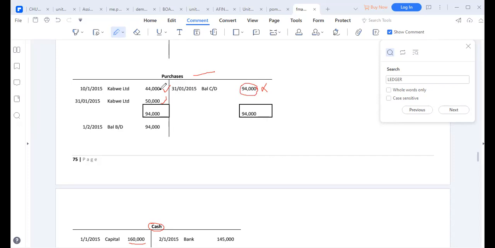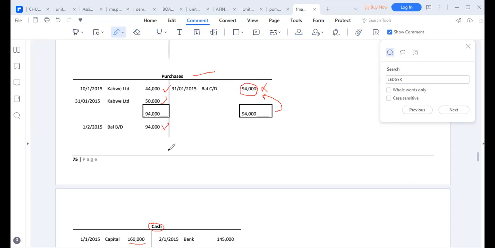Meaning there were only entries on the debit side. So we add 44 plus 50, you get 94. When you look on the credit side, there was nothing. You put also the 94 in the total column for credit. Then you write 31st January 2015, balance carried down, where I've circled the 94. The 94 is the same total which is here, which you just bring up here. Okay? You bring it up there. And again, you bring it down here.